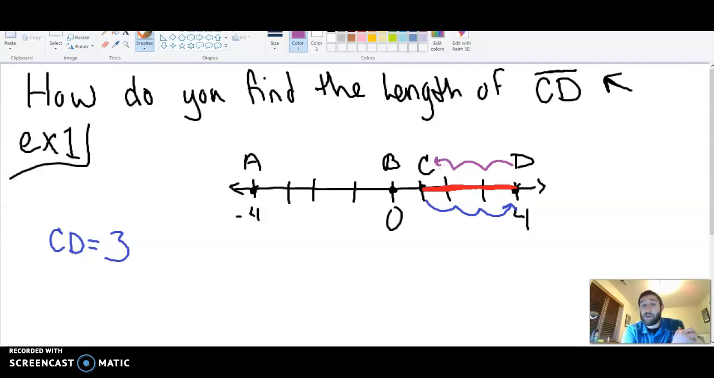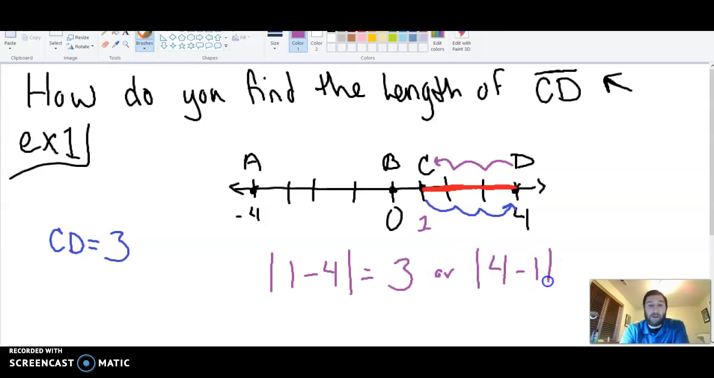And that's where the absolute values come in. We want to take the absolute value of C, which in this case is 1, minus the 4, which is where D is at, because that gives us the distance. So taking the absolute value will give us the distance. So we want to take the absolute value of C minus D or the absolute value of D minus C, because both of those will equal 3, the distance we're looking for.